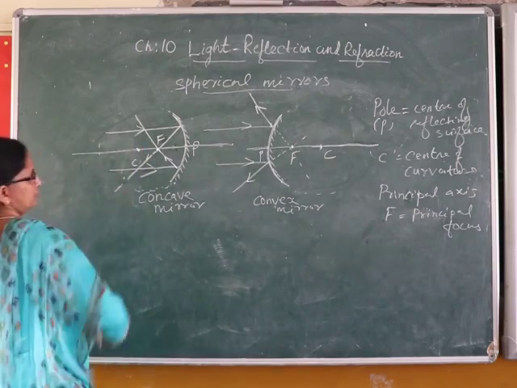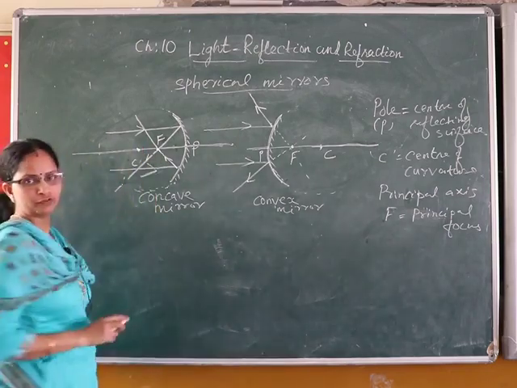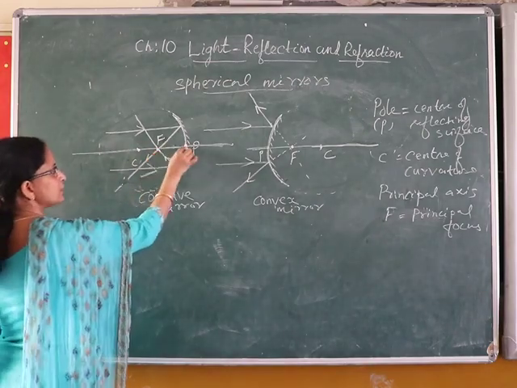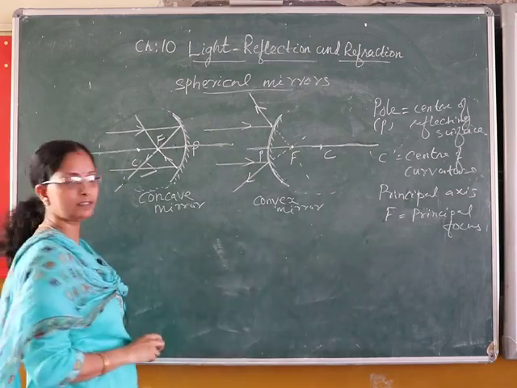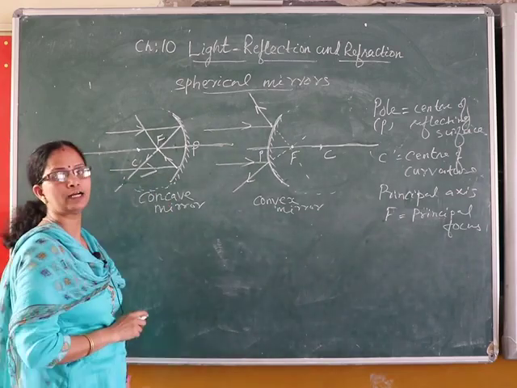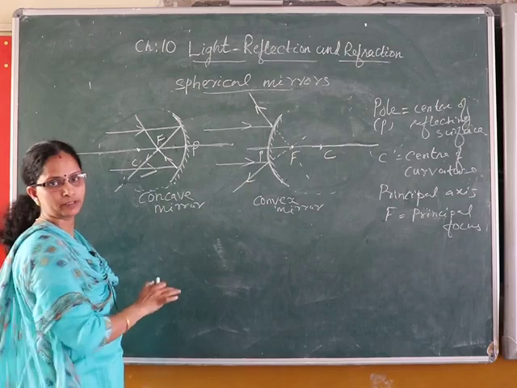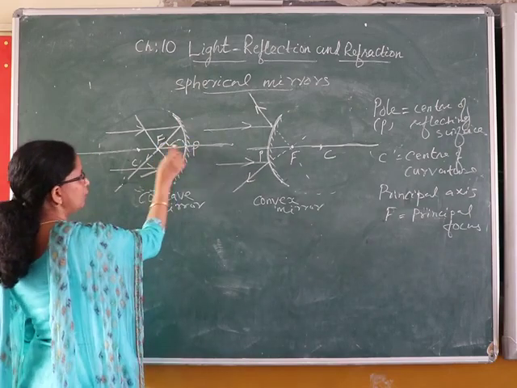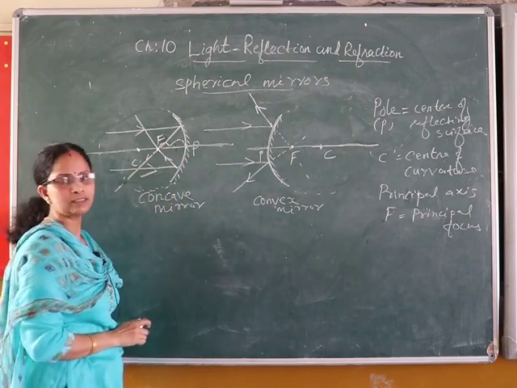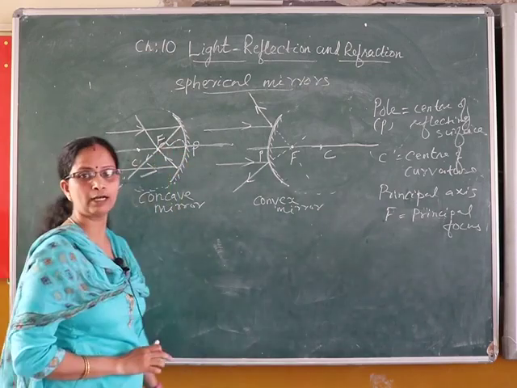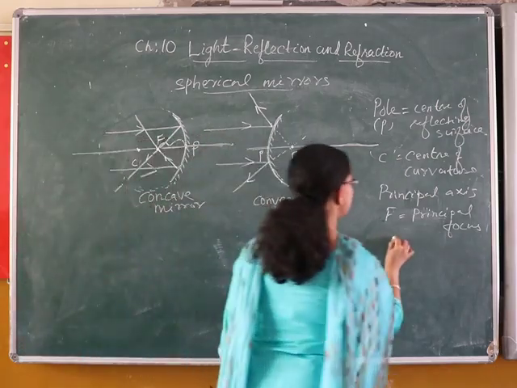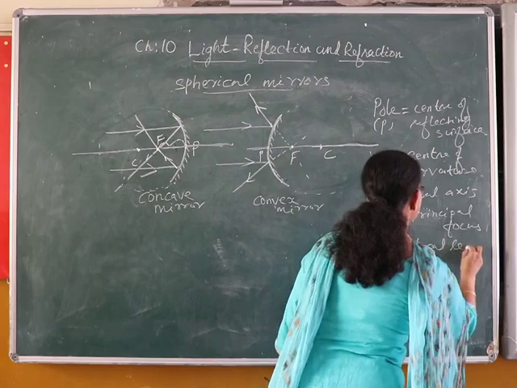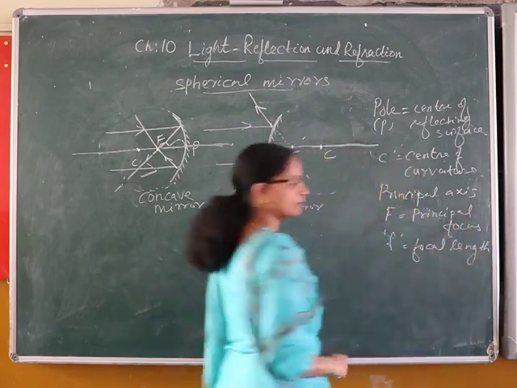Now, the distance between the principal focus and the pole is known by another term, that is focal length. That is the focal length of the mirror. The distance between the principal focus and the pole of the mirror is known as the focal length. Focal length is denoted with the small letter f.